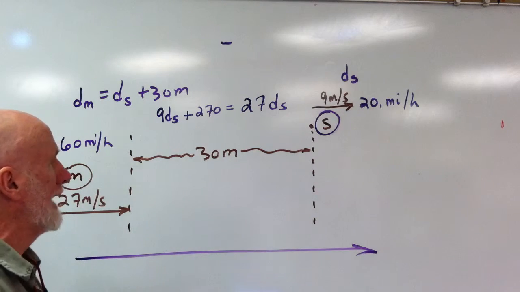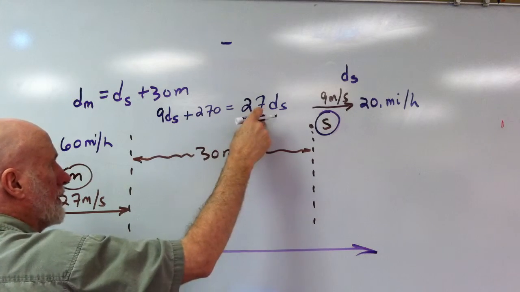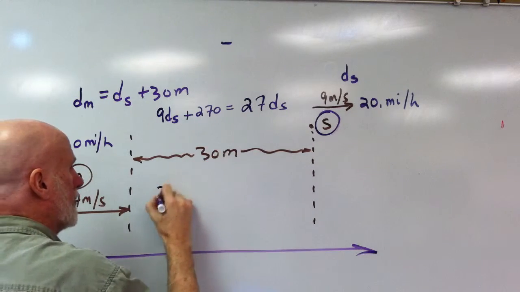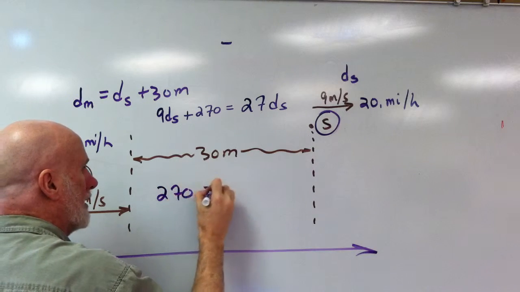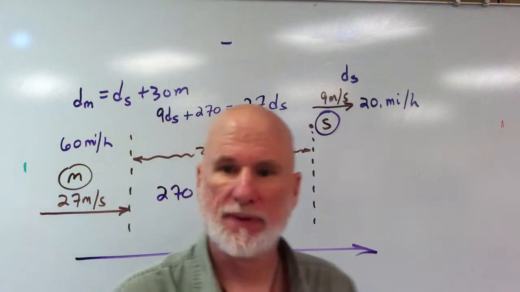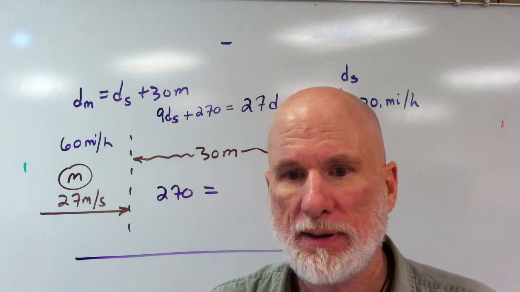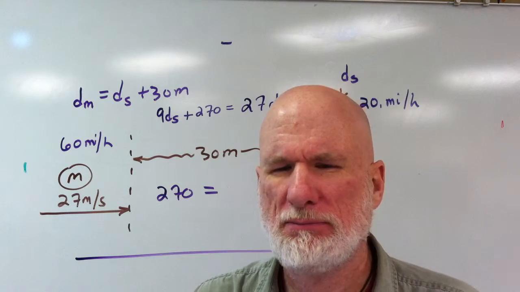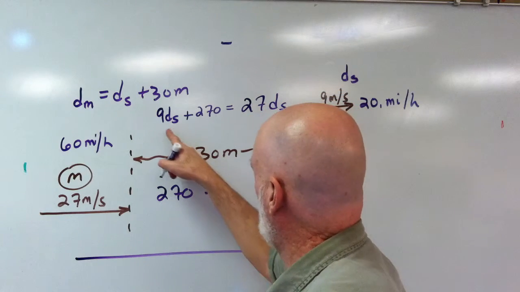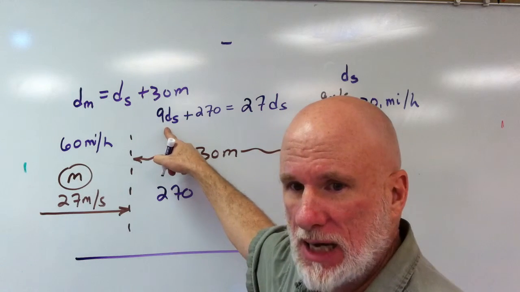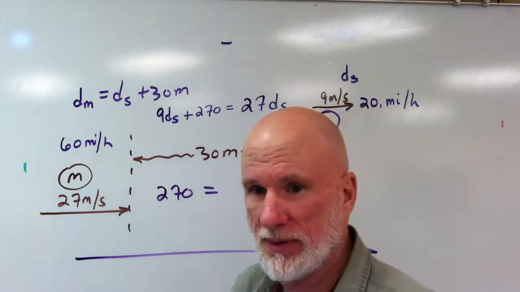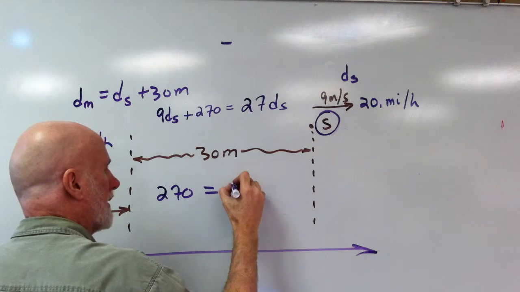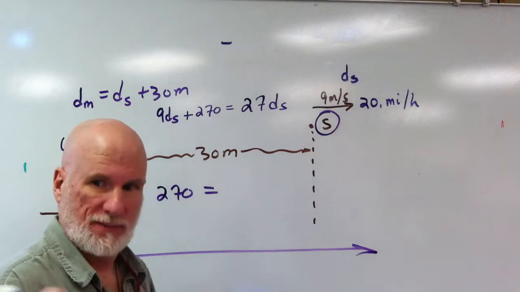So, now, combine like terms. Oh, wait, that's a change. Exactly, 270 equals what? 270 now equals 261. I'm subtracting 9 ds from both sides. Okay, I'm sorry. 270, that's going to be what? It's going to be 18.